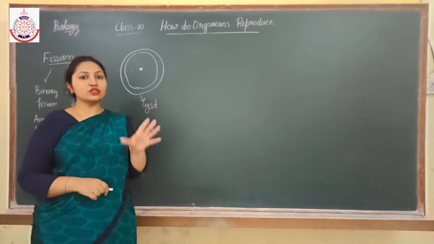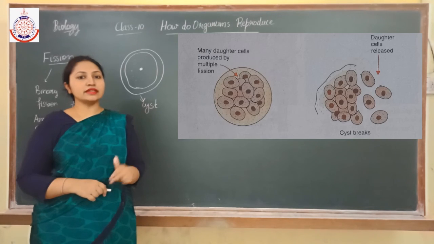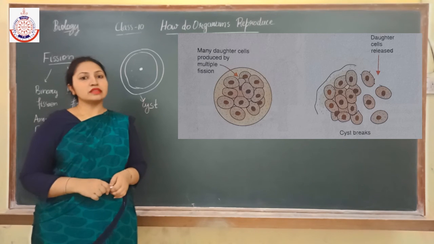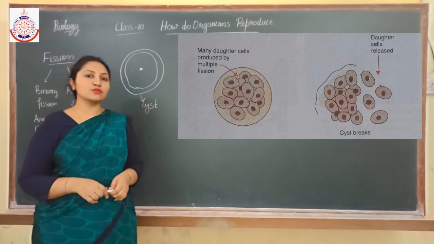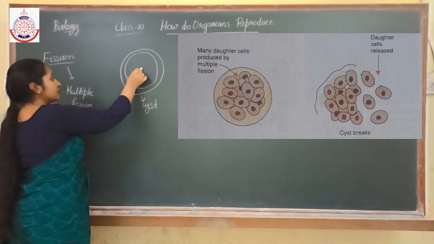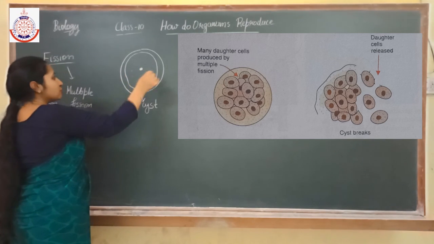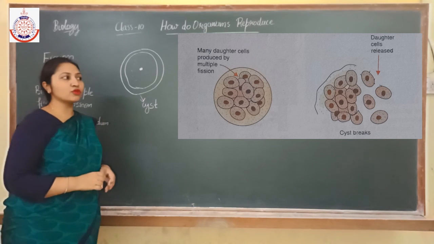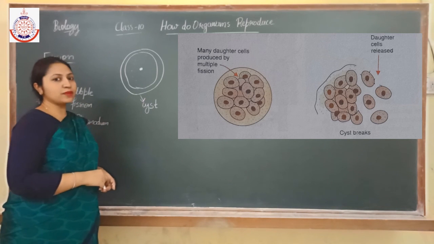Then what happens? The nucleus first of all divides, and each nucleus contains a bit of cytoplasm, forming thousands of nuclei, each with a bit of cytoplasm. When fission occurs in this nucleus, it divides to form many nuclei, and you can see in this diagram that many nuclei form, each with a bit of cytoplasm.